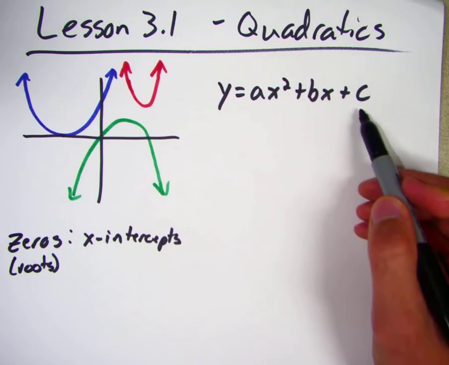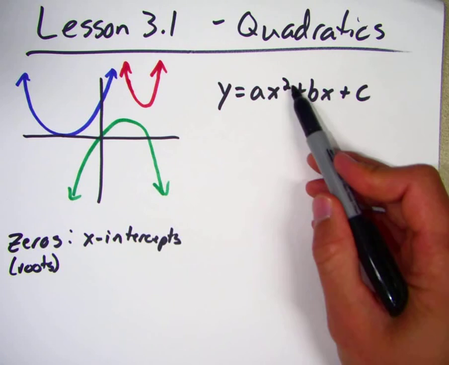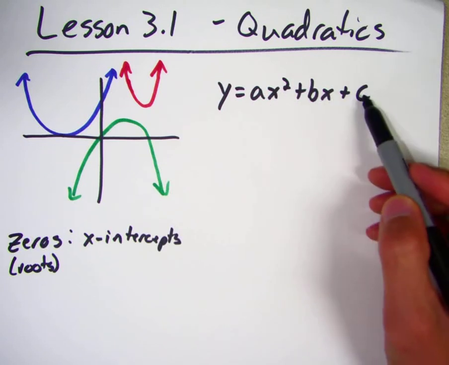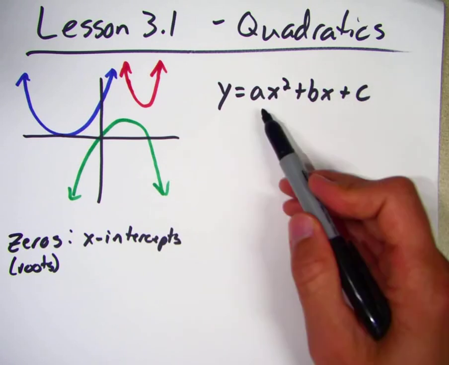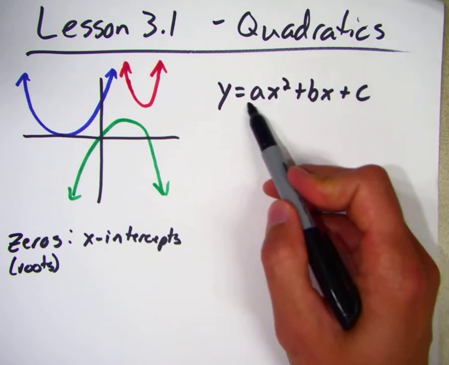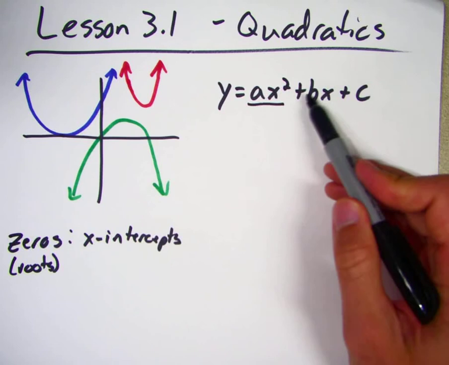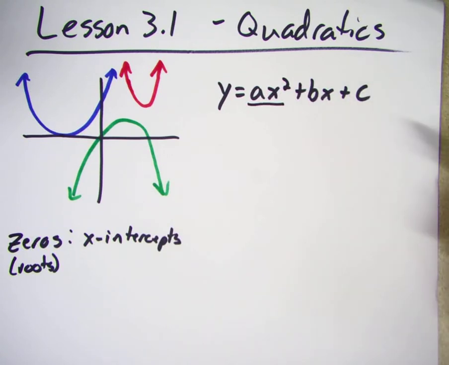This is what a quadratic function looks like in standard form. We have a coefficient on the quadratic term, a coefficient on the linear term, and a constant. The only term that has to be here in order for this to be a quadratic function is that one right there. We could have nothing for a linear term, we could have nothing for a constant term, and it's still a quadratic function.